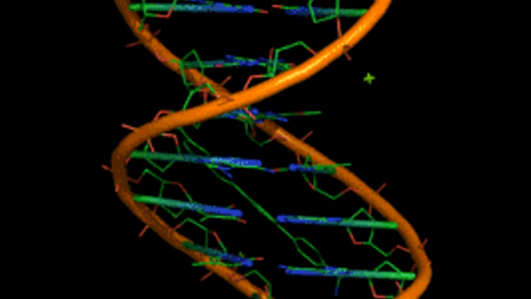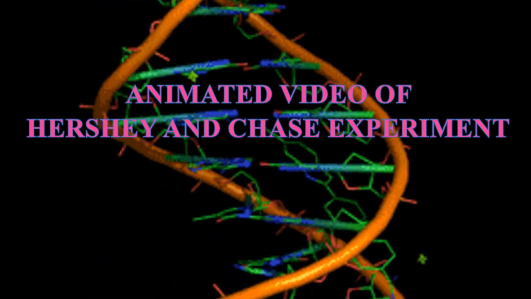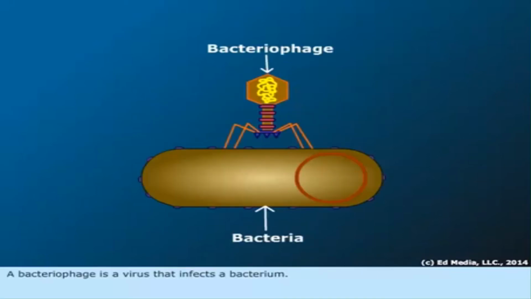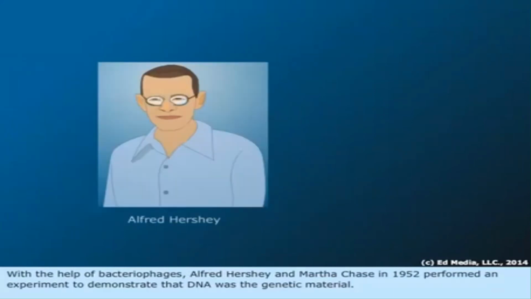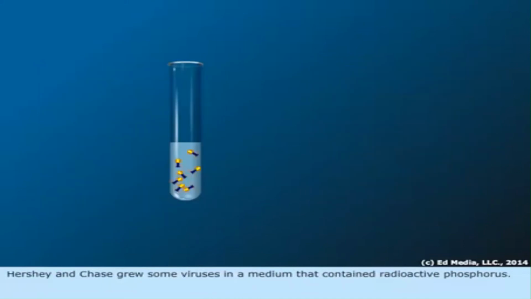Let's watch an animated video of the Hershey and Chase experiment. Hershey and Chase experiment. For their experiment, they used two organisms, bacteriophage and E. coli bacteria. Bacteriophage is the virus which attacks the E. coli organism. Two scientists, Alfred Hershey and Martha Chase, conducted the experiment to prove DNA as the genetic material.